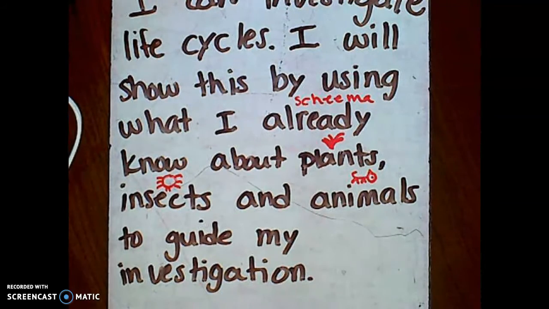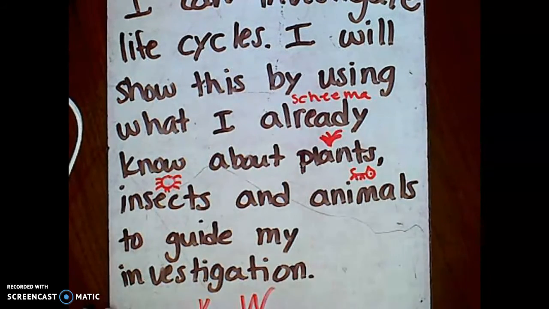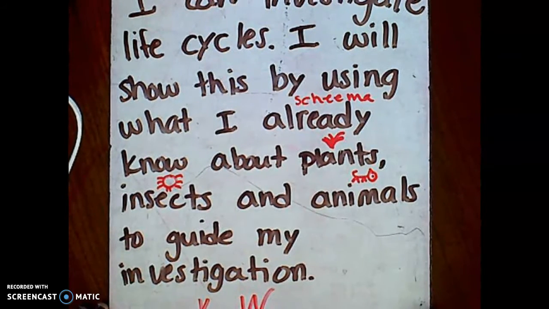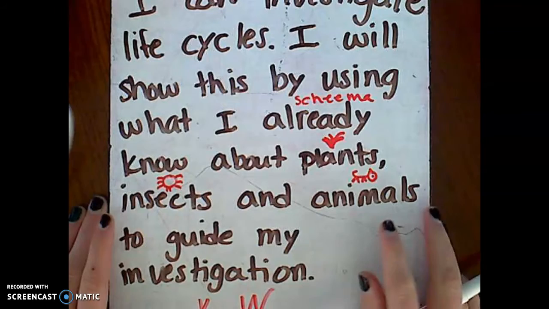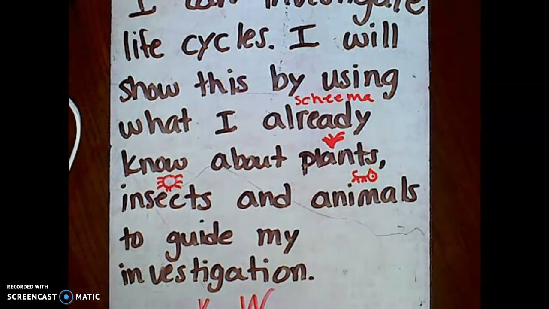So today what we're working on, we're going to do a KWL, and you guys are filling out the K and the W. You're going to use what you already know about plants, animals, and insects to help you with what you already know and what you want to know.